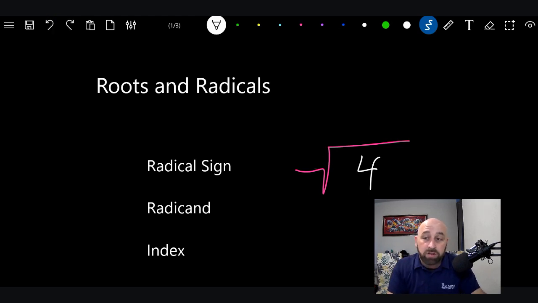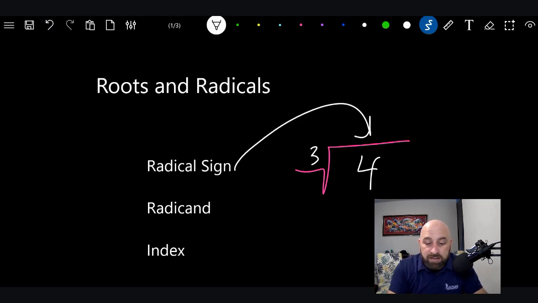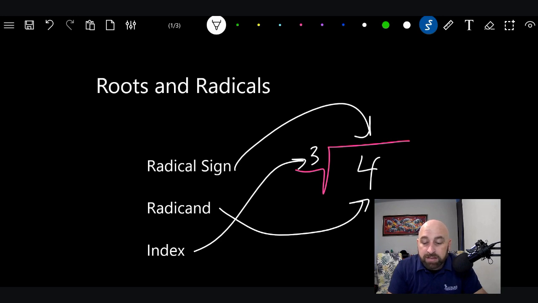Now, these are called square roots with the index. So let me put the index back there. Actually, let me change the index. Let me make it a 3, okay? So now the index is a 3. So the radical sign is this thing, the radicand is that number, and the index is that number right there. Okay, make sure you know those 3.